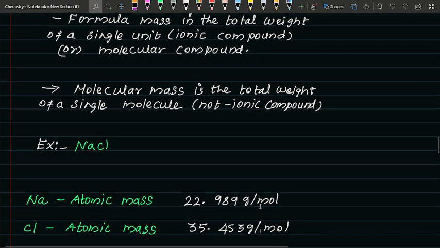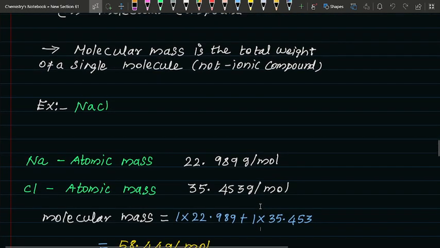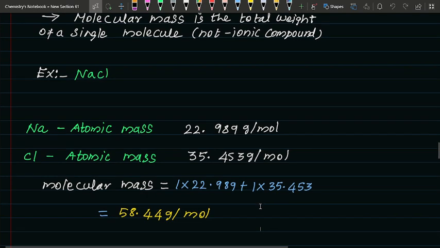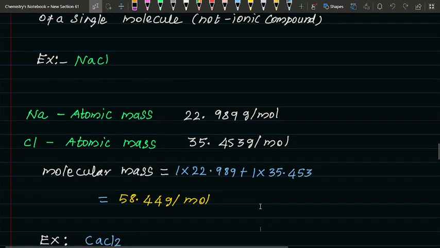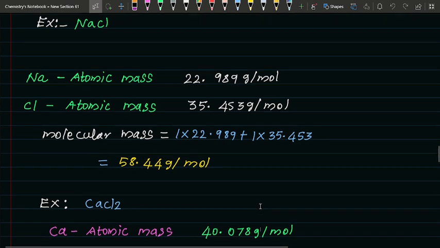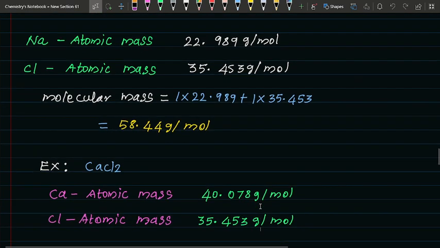Example, NaCl. Sodium atomic mass 22.989 gram per mole, chlorine atomic mass 35.453 gram per mole. So the formula mass equals 22.989 plus 35.453. Totally we get 58.44 gram per mole.